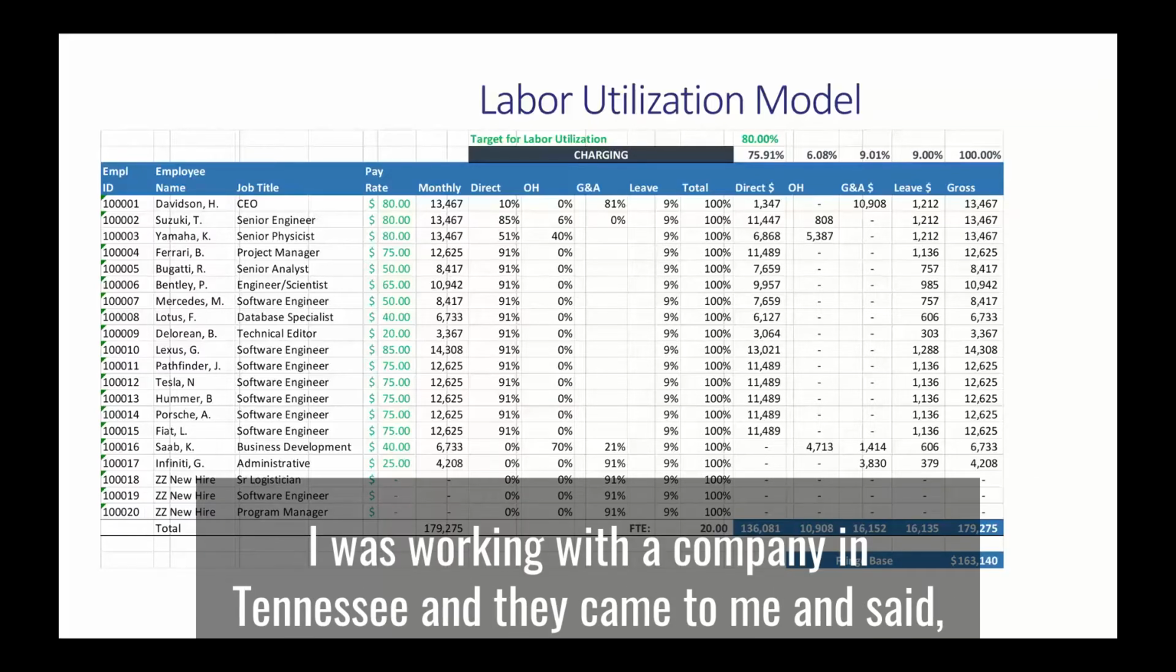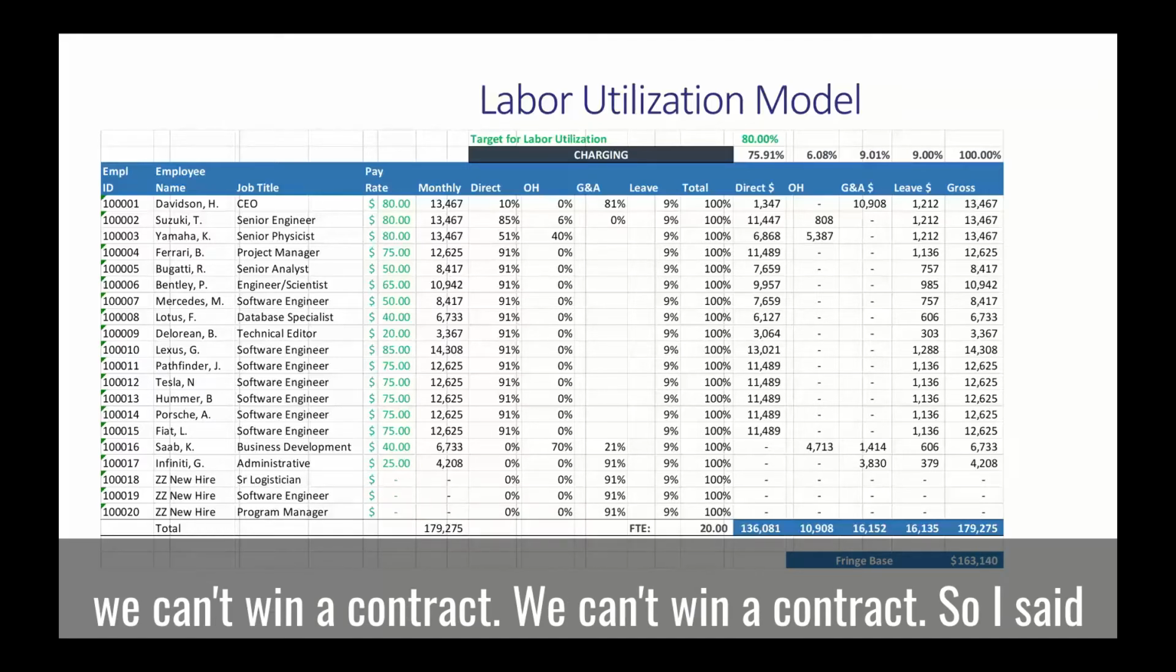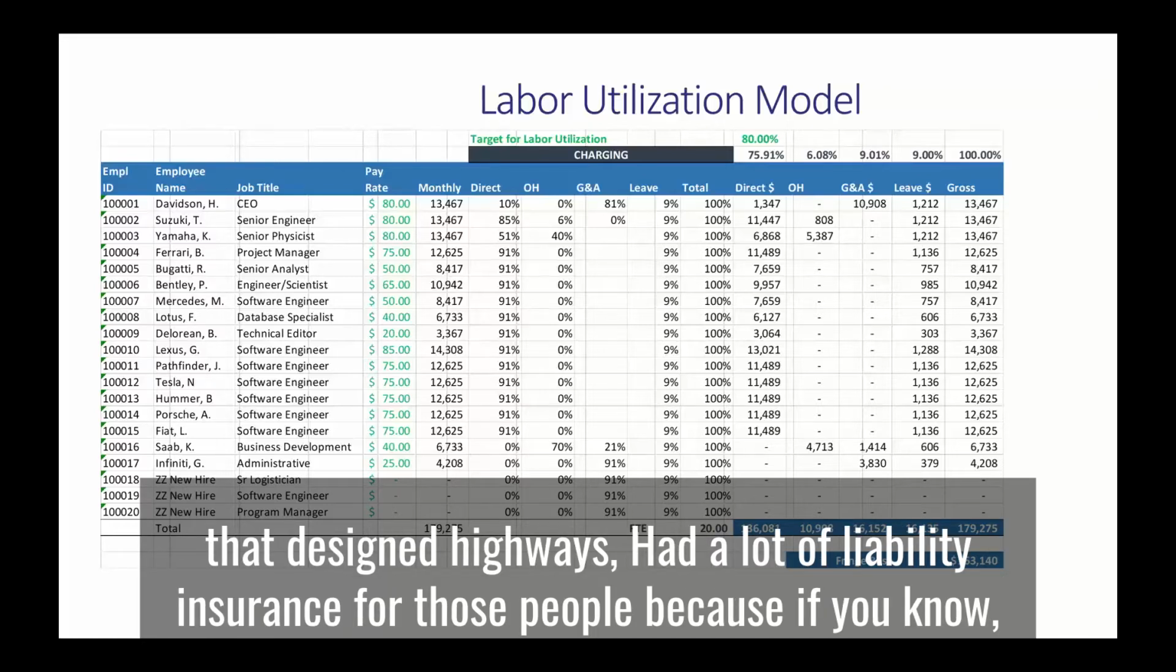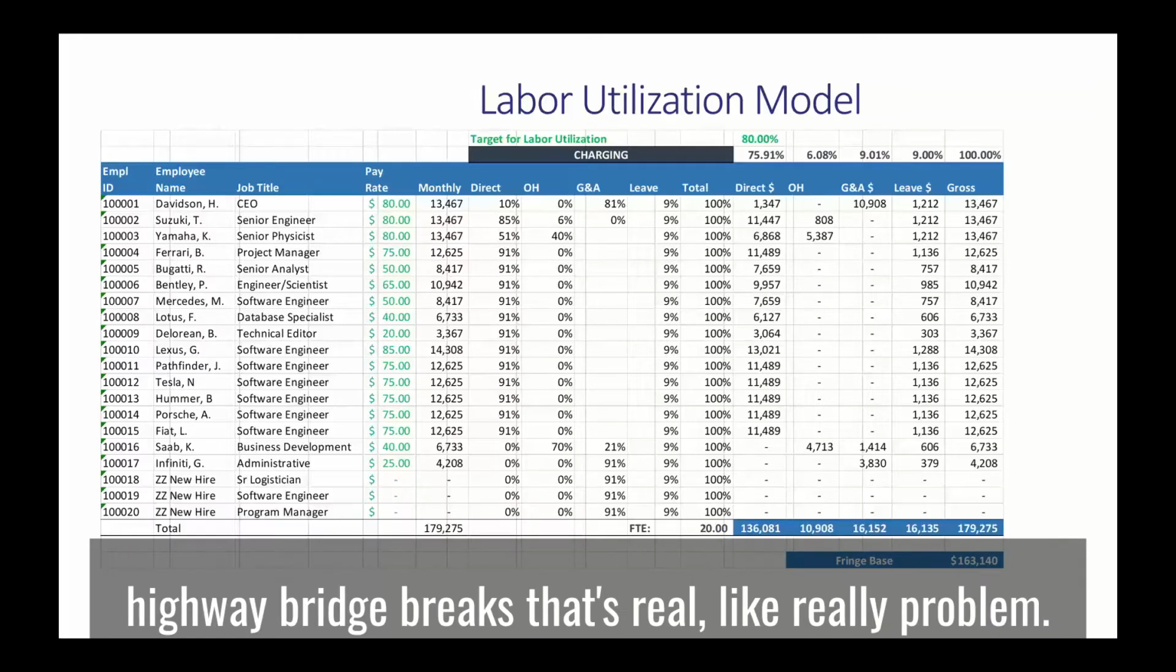Several years ago, I was working with a company in Tennessee. And they came to me and said, we can't win a contract. We can't win a contract. And I said, well, let me look at that. Turns out that they had 20 engineers that were civil engineers that designed highways. Had a lot of liability insurance for those people, because if a highway bridge breaks, that's like a really big problem.